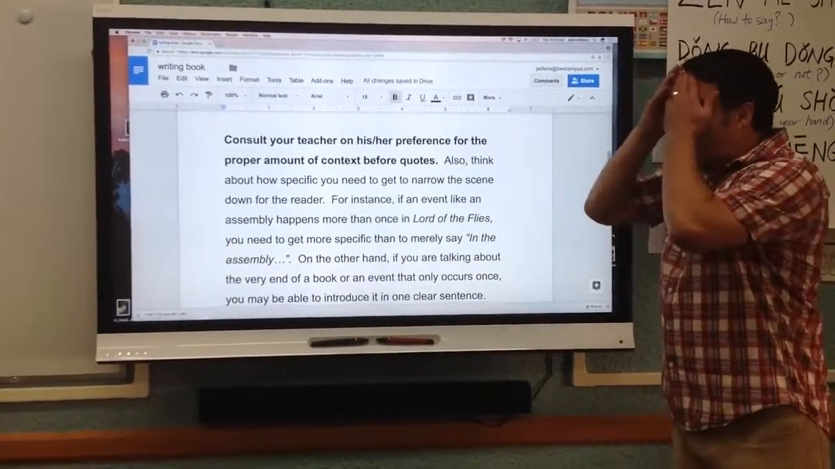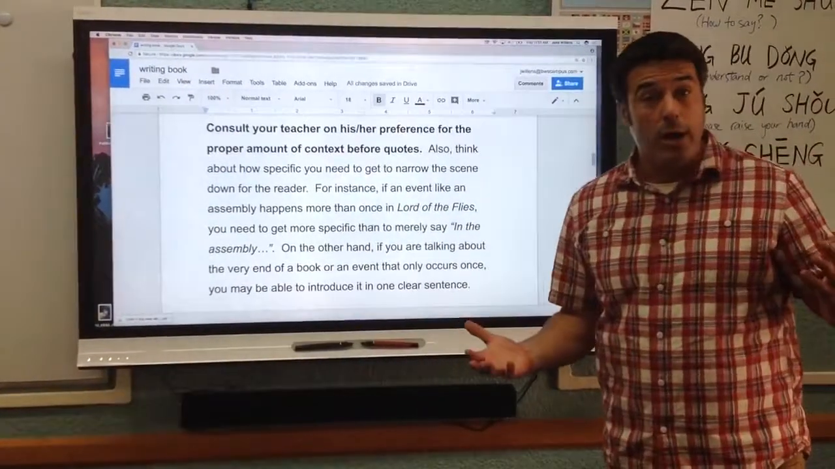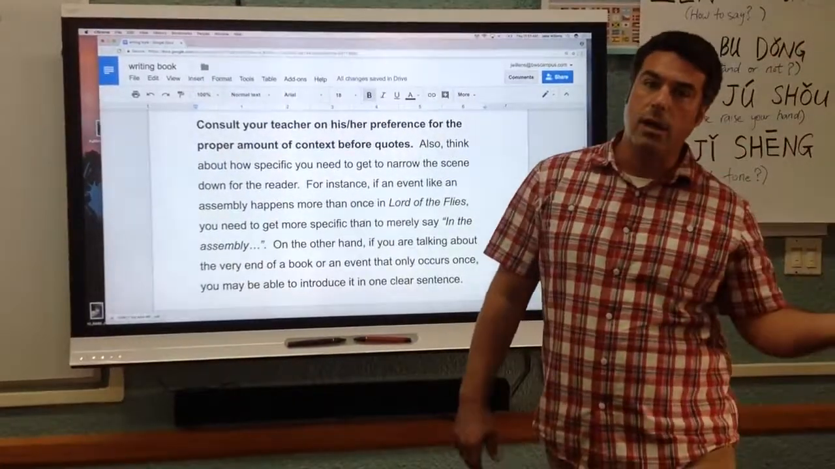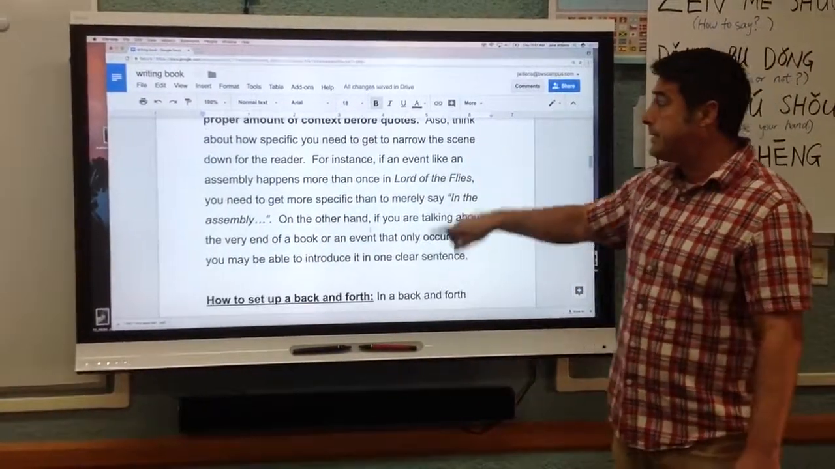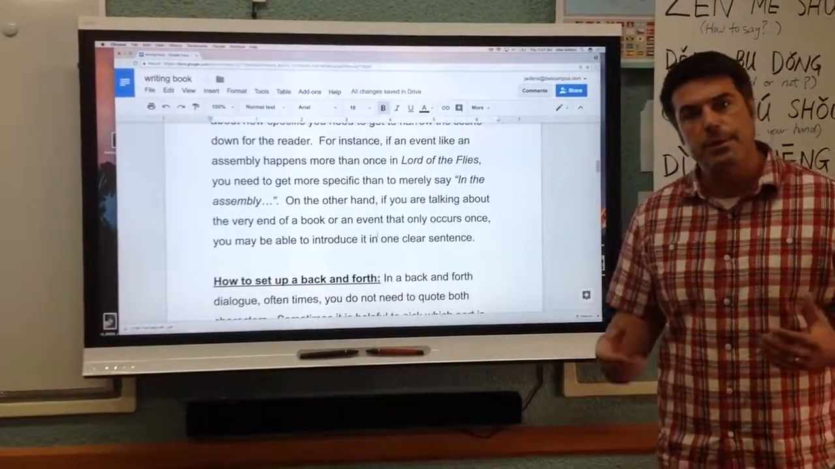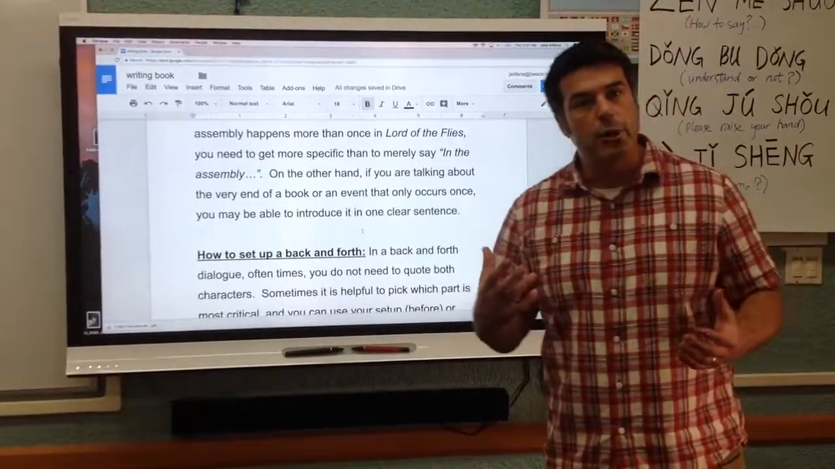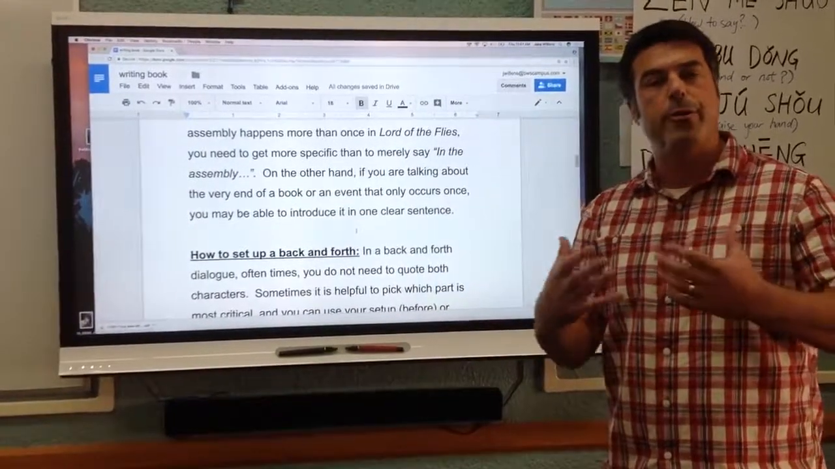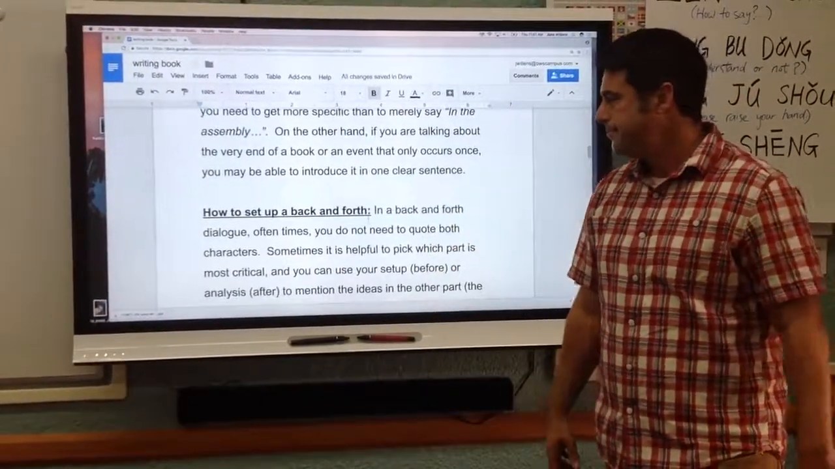You do want to consult your teacher. Some teachers like more context, other teachers like less context. Generally, context is the one time where plot is okay. You don't want your essays to be too plot-driven, but you do need a little bit of plot before a quote, just so the reader knows where it is in the book.